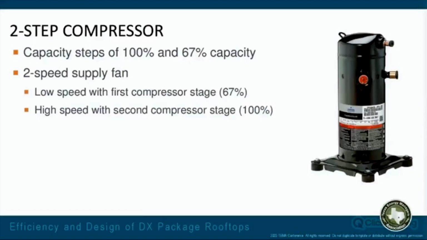We also are going to assume that we have a two-speed supply fan. It's going to be a forward curve fan, and on ventilation mode and also with first compressor stage, we're going to be at 67% of full load capacity. If we go to high capacity on the compressor, we're going to go to high speed on the fan and therefore go to full load speed.